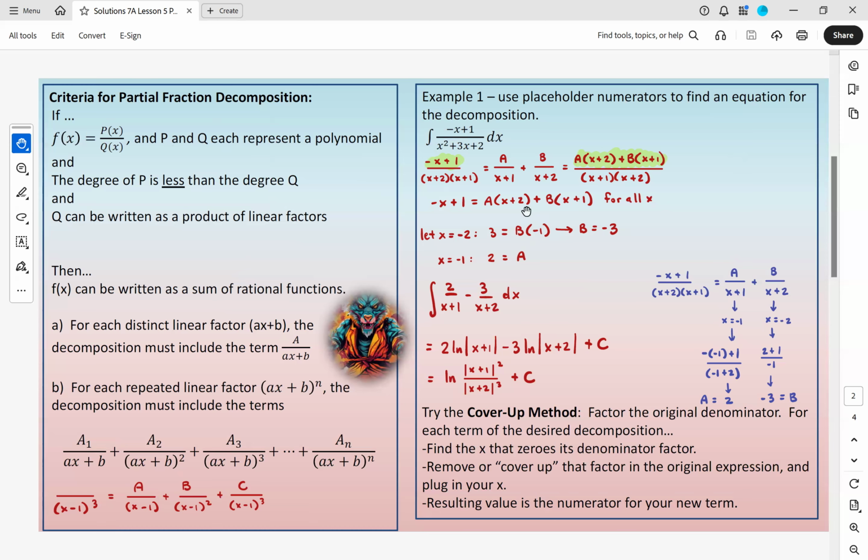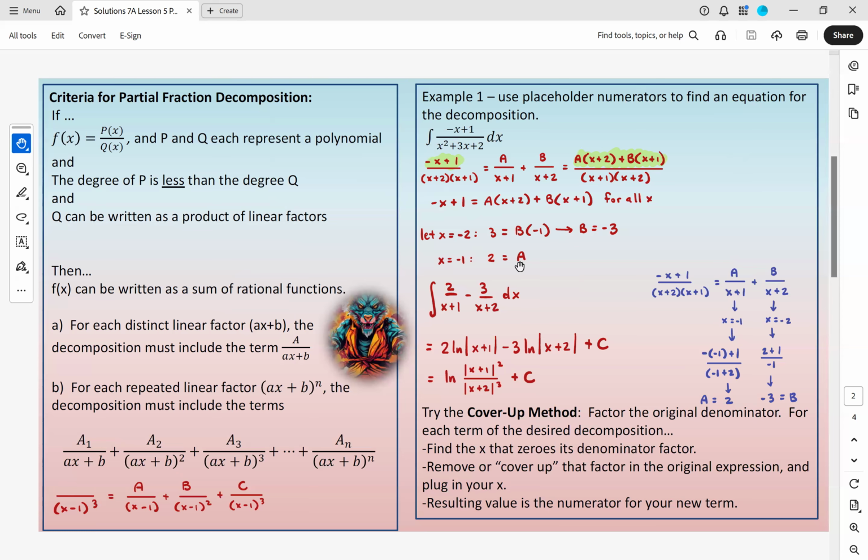Go back up to this identity, and this time let's try x equals negative 1. Plugging in negative 1s will have the effect of disappearing the b term temporarily and allows us to solve for a. The left side becomes a 2 when x is negative 1. The right side is just a, and we're done.